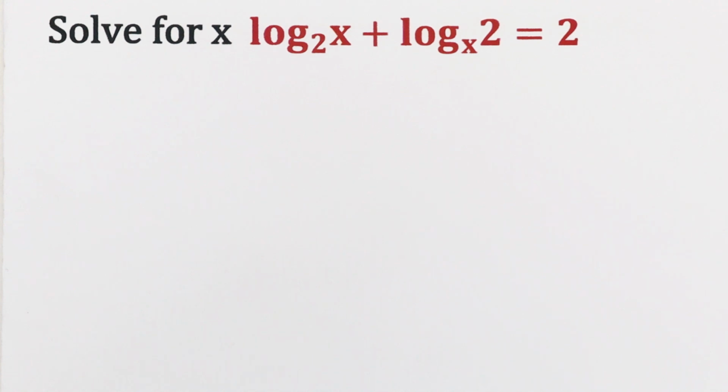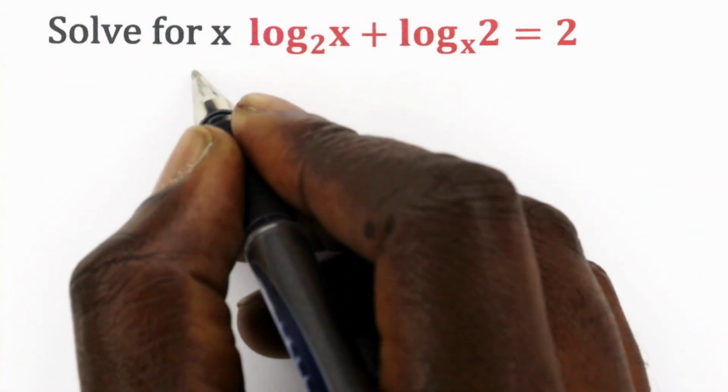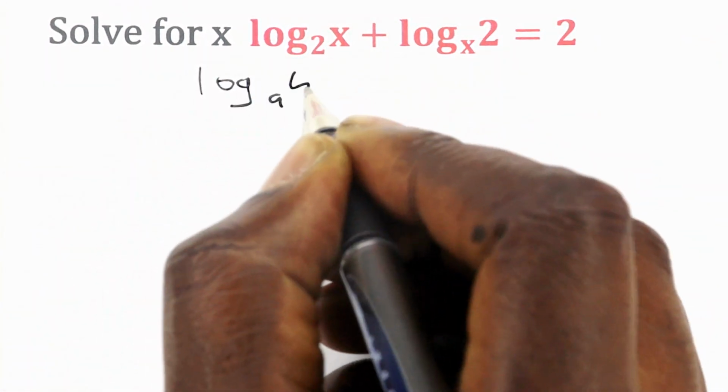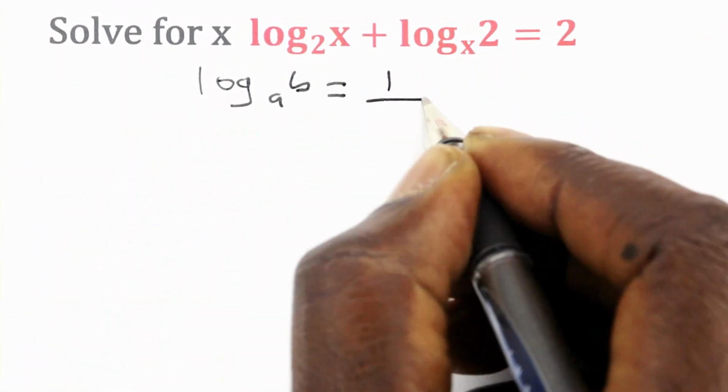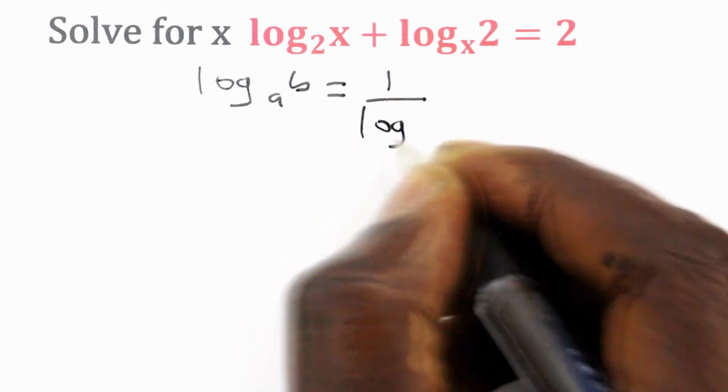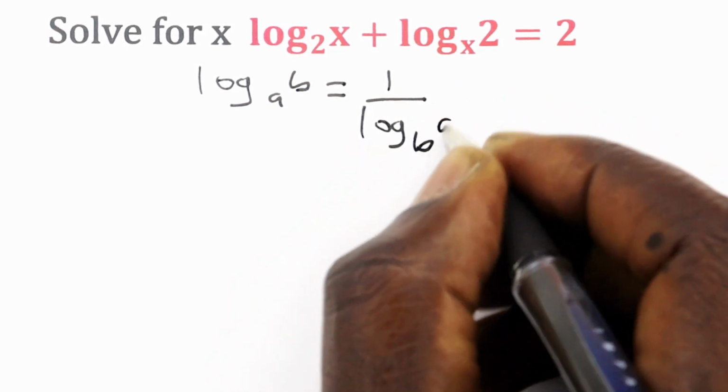Let us look at this nice equation. Solve for x, where log to base 2 of x plus log to base x of 2 is equal to 2. So remember that when you have log to base a of b, that is the same as 1 over log to base b of a.